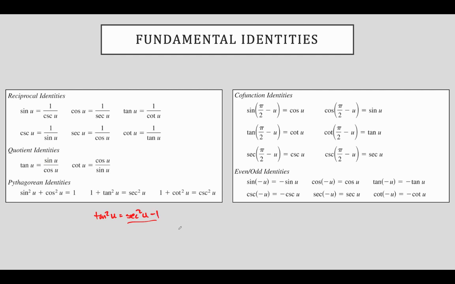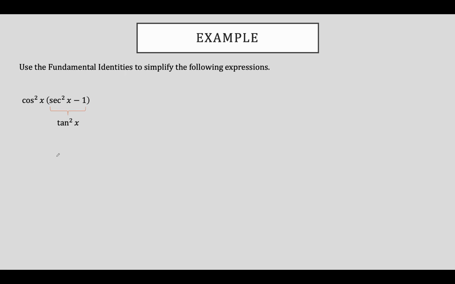Therefore, we can replace secant squared u minus 1 with tan squared u. All right, secant squared x minus 1 becomes tan squared x. So we've got cosine squared x times tangent squared x. Now we can continue to rewrite our expression.